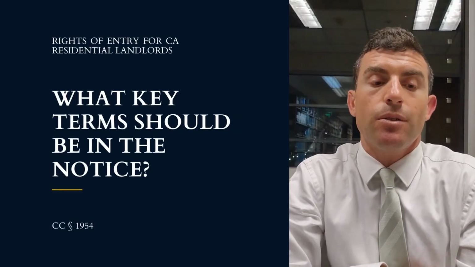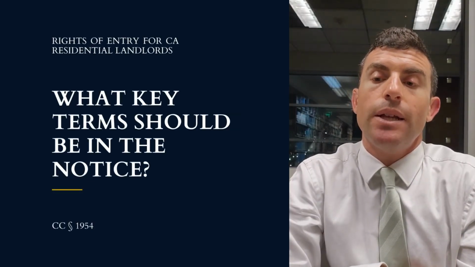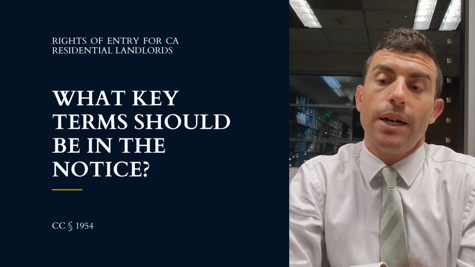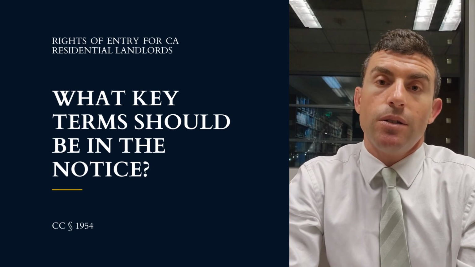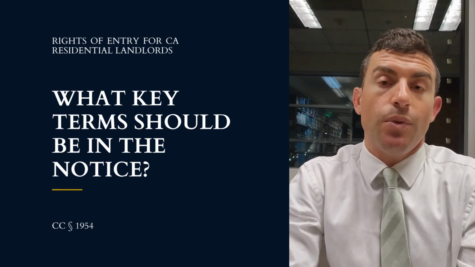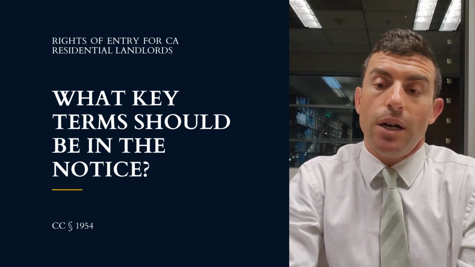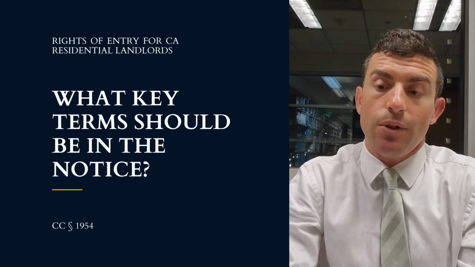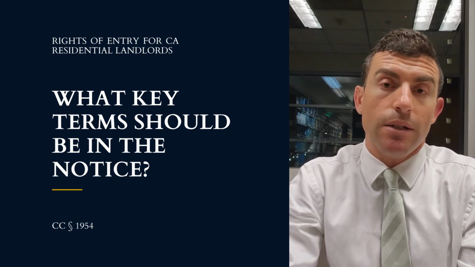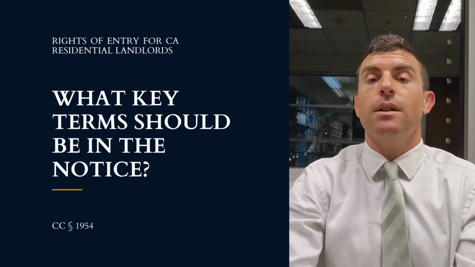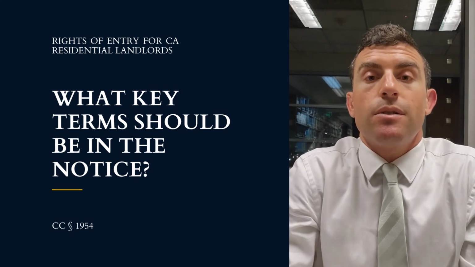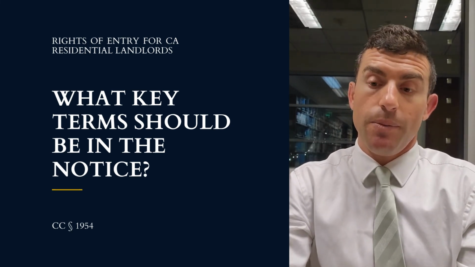All right, so what key terms should be in the notice? Well, a landlord should have a form at the ready that will provide notice of landlord's intention to enter the tenant's dwelling unit. So some provisions that you should consider including in your form, which you might want to have as a blank form that you'll fill in as needed, should specifically mention California Civil Code Section 1954 to give the tenant notice of what legal authority you're acting under and give the tenant an opportunity to look up the statute to see what the tenant's rights and obligations might be.